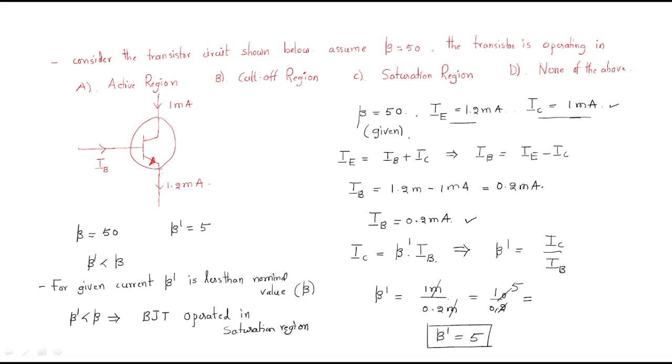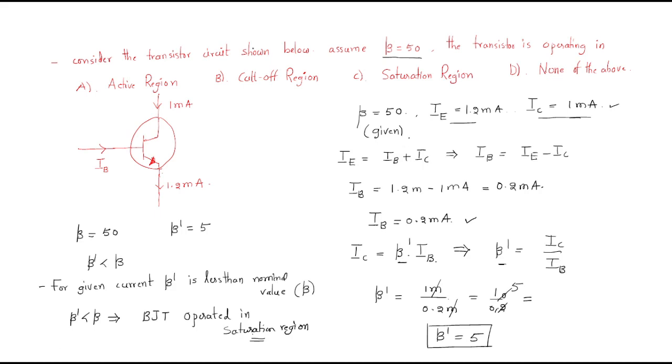In the question he mentioned some beta value, but by using the currents we are getting another beta value. So whenever the given nominal beta value is higher than the calculated beta value, then the BJT is operated in the saturation region. This is a very important thing. And we will do the problem in another method also, the second method.